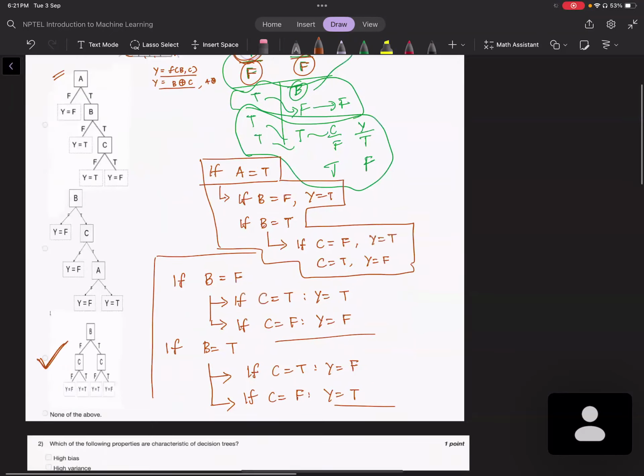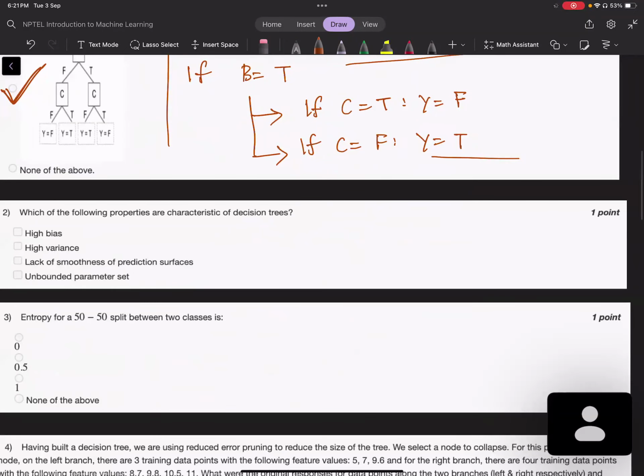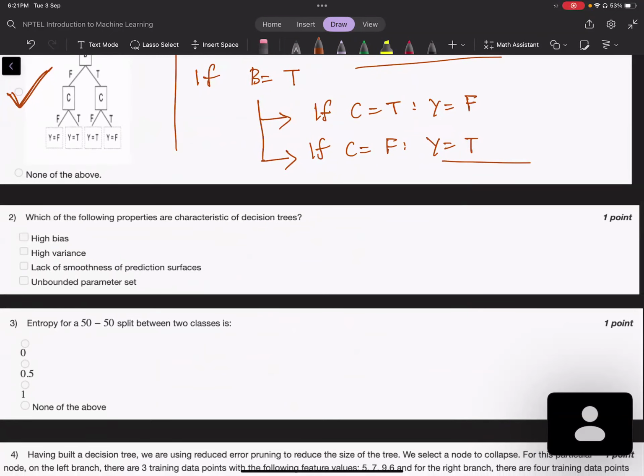Given this said, let's go to the next question. Next question is question number 2. Which of the following properties are characteristics of decision trees?